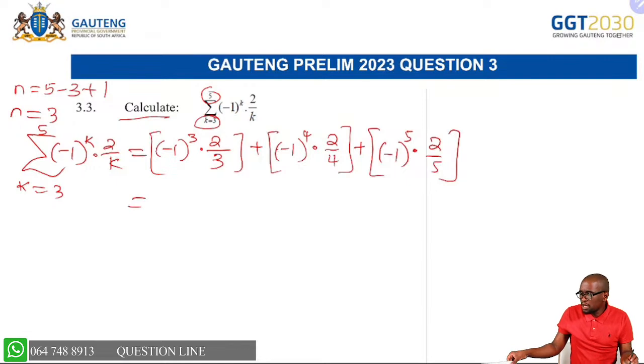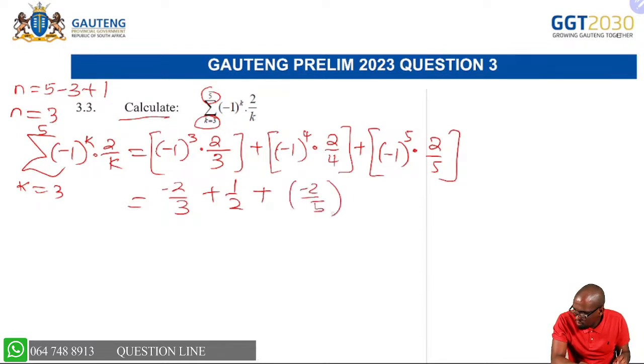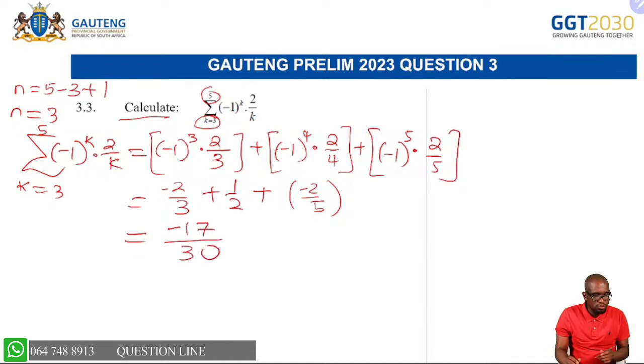Now, when you put everything inside your calculator, you'll get that this is -2 over 3 when you simplify, plus this would be half, plus the last one should be -2 over 5. So when you add all of them using your calculators, you'd get -17 over 30. So that would be the sum of those 3 terms.